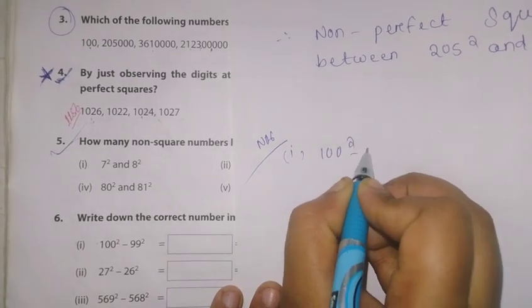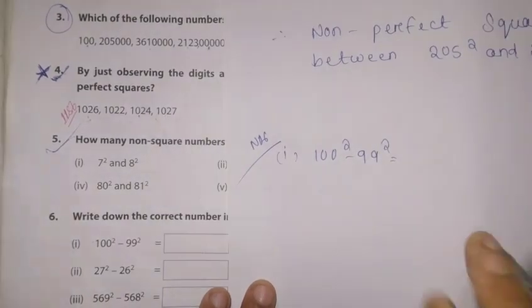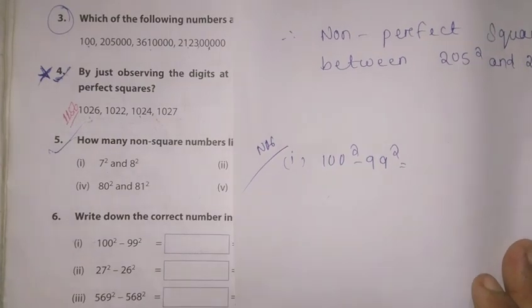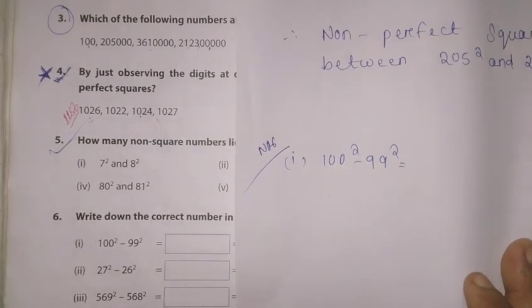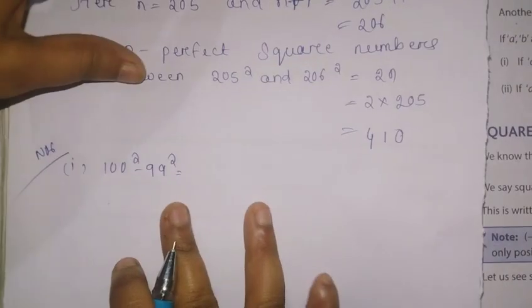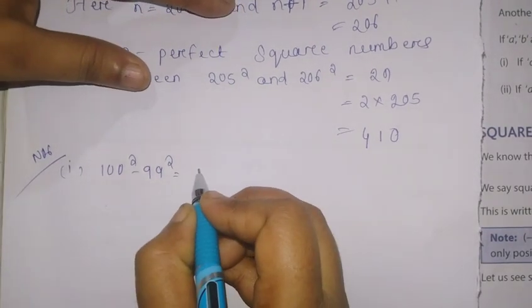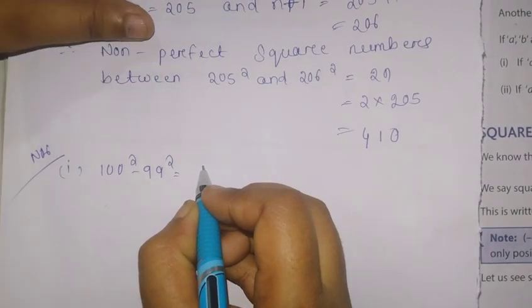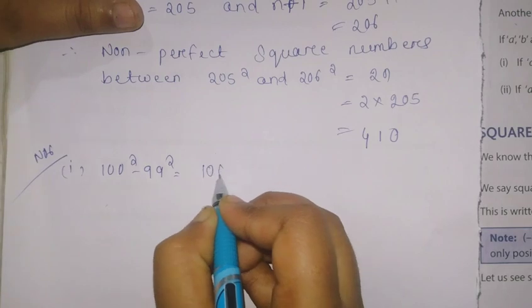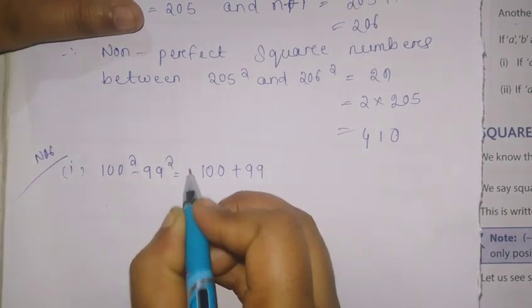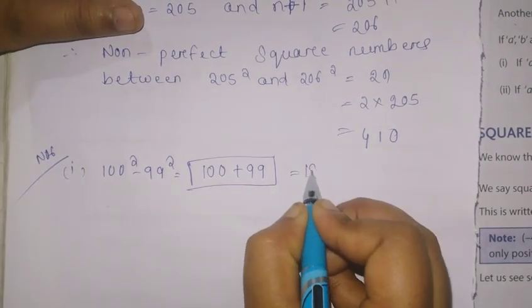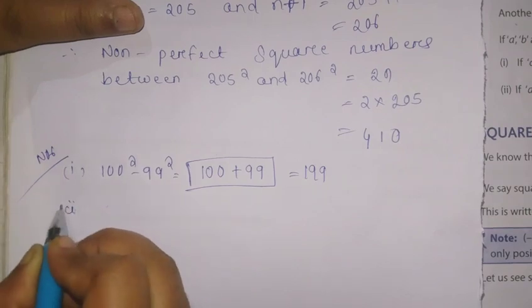100 square minus 99 square. Here we put the formula (n plus 1) whole square minus n square. Then n plus 1 equals 100 plus 99, which equals 199. Then we solve B.